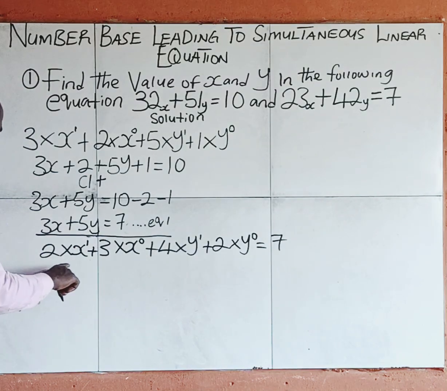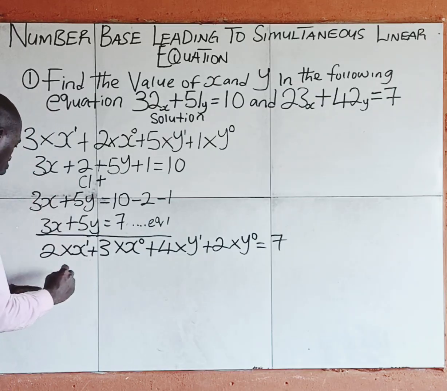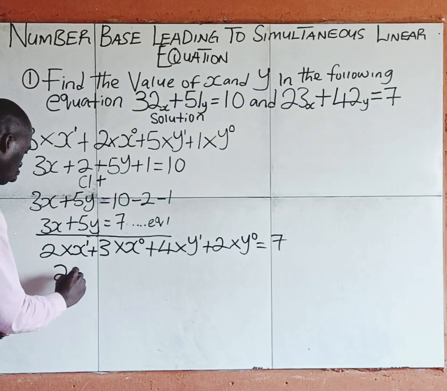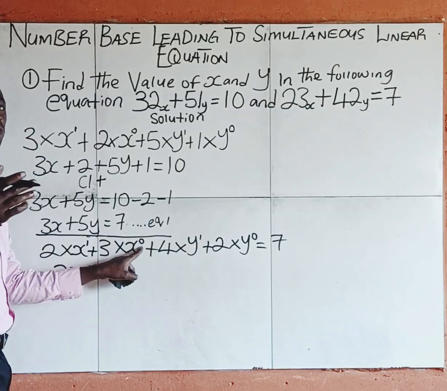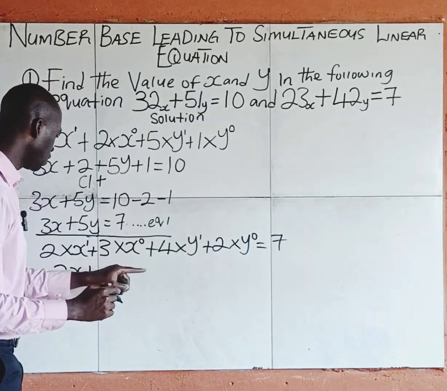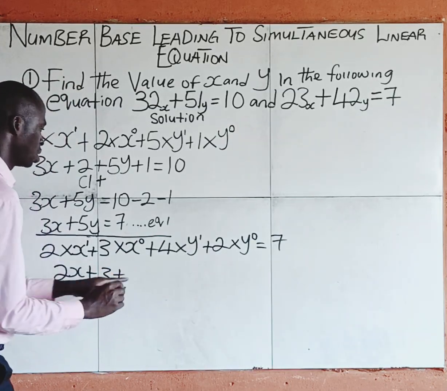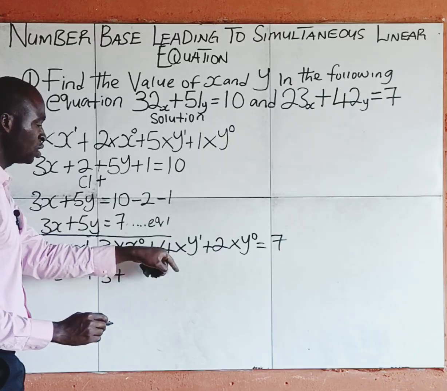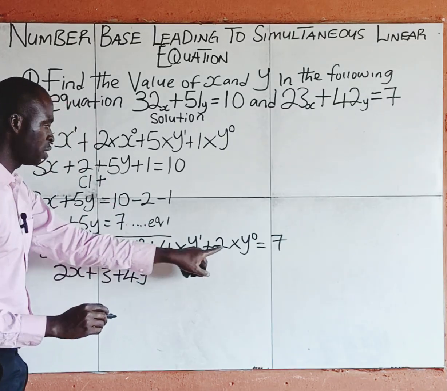Here becomes 2 multiplied by x raised to the power of 1 will give us 2x plus... Remember in mathematics, any number raised to the power of 0 is 1. So 3 multiplied by 1 will give us what? 3, plus 4 times y. Just remove the multiplication sign. You call it 4y.